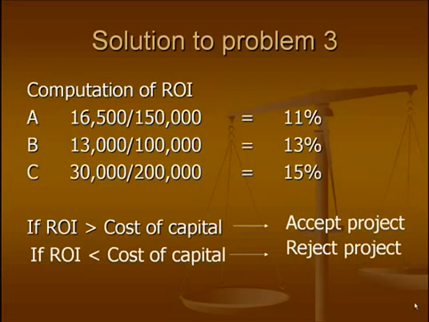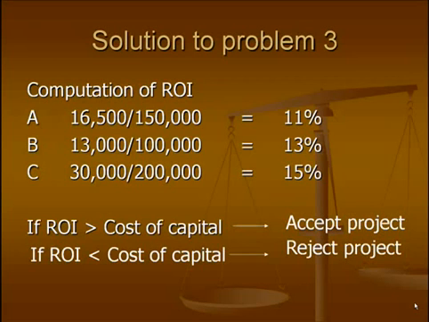Are you done? Okay, here we go. For project A, you get 11% ROI, B 13%, C 15%. If you use ROI, which would you accept? If ROI is greater than the cost of capital, you accept the project. If ROI is less than the cost of capital, you reject the project.